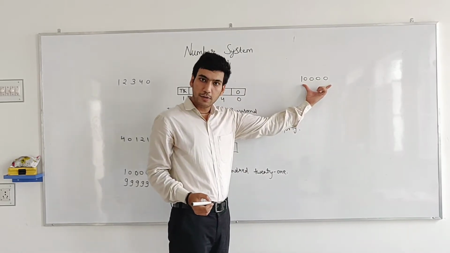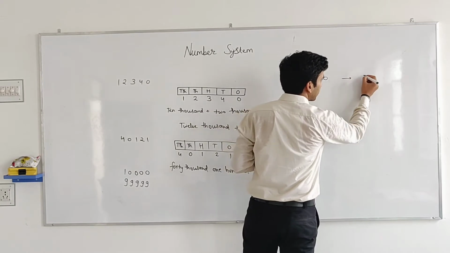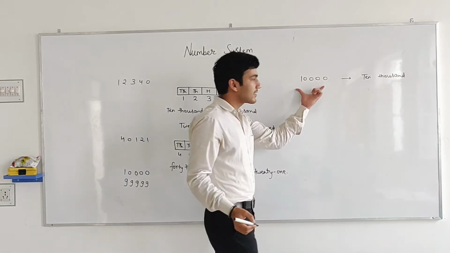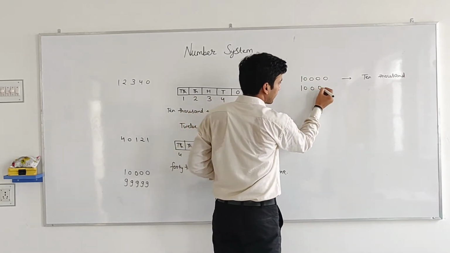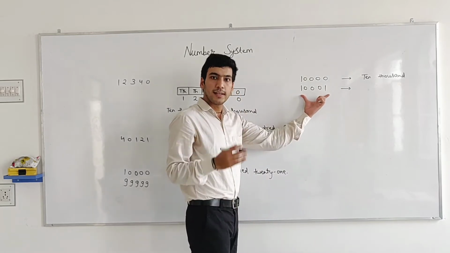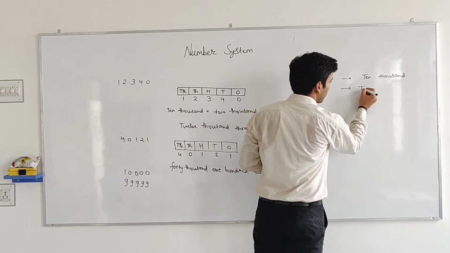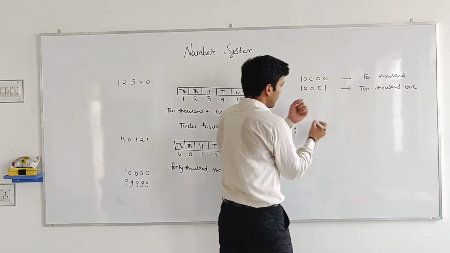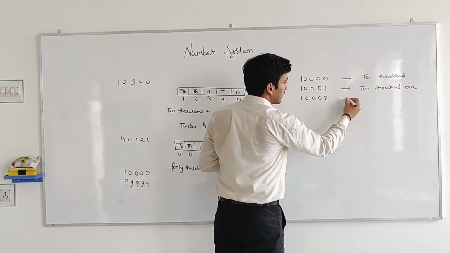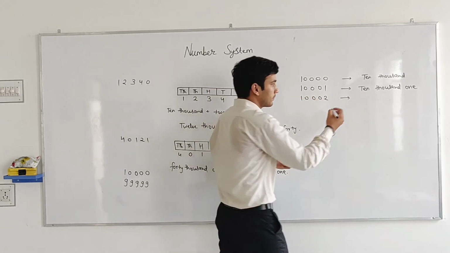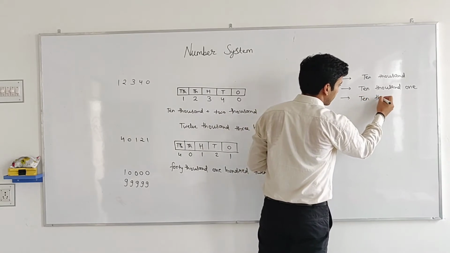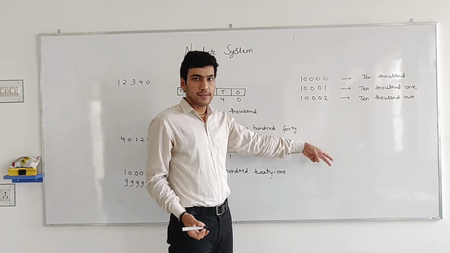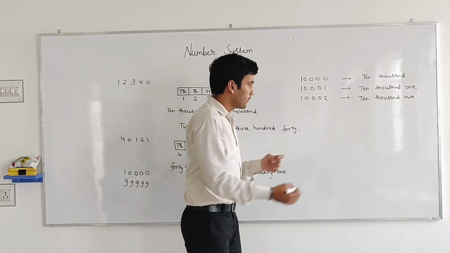And what's the number name of this number? 10,000. Next, what's the number name for this? 10,001. Next number, this is your 10,002. And in this way, you can write other numbers in the number form.